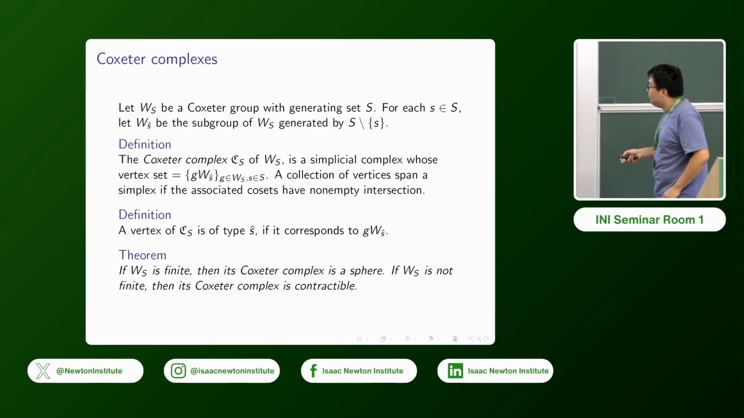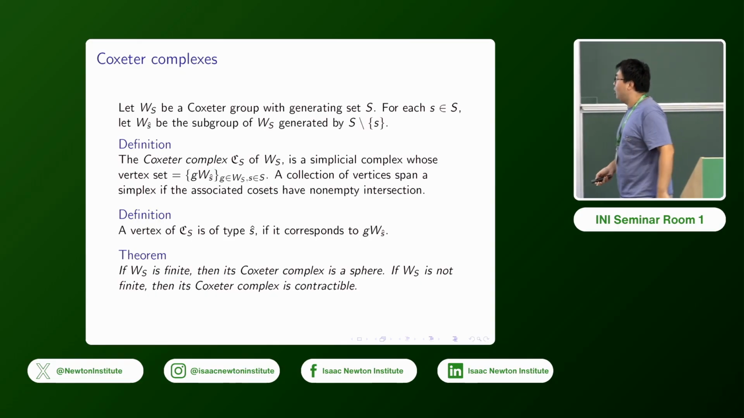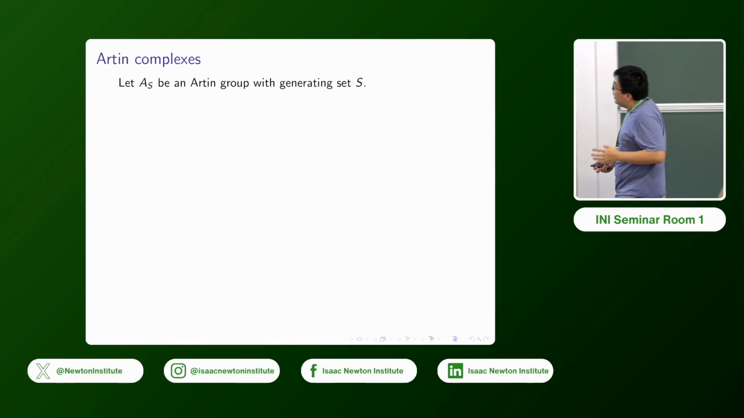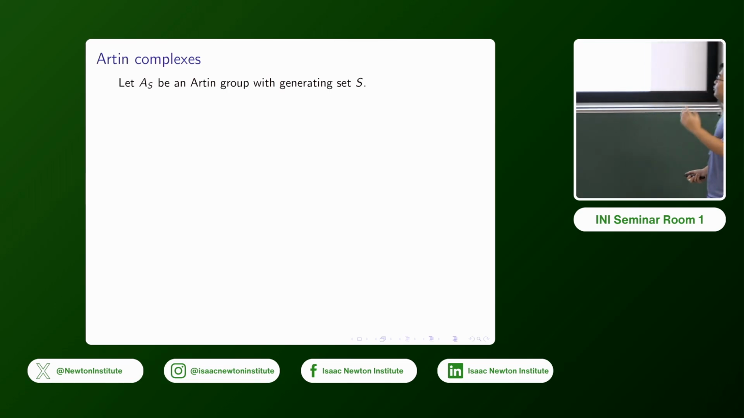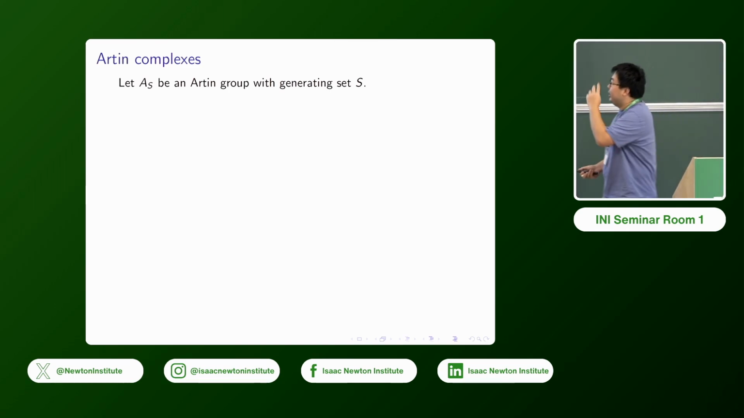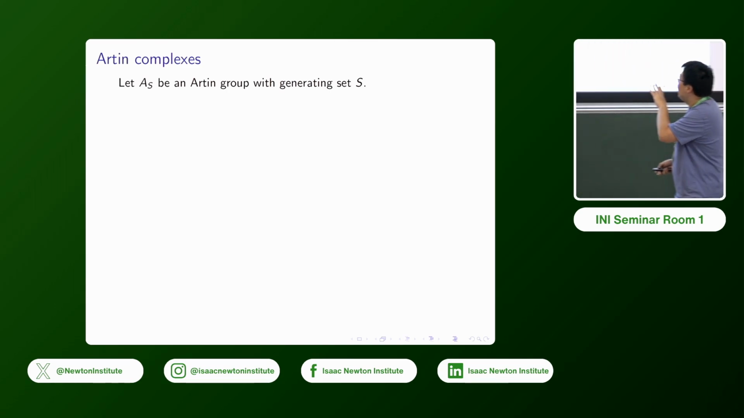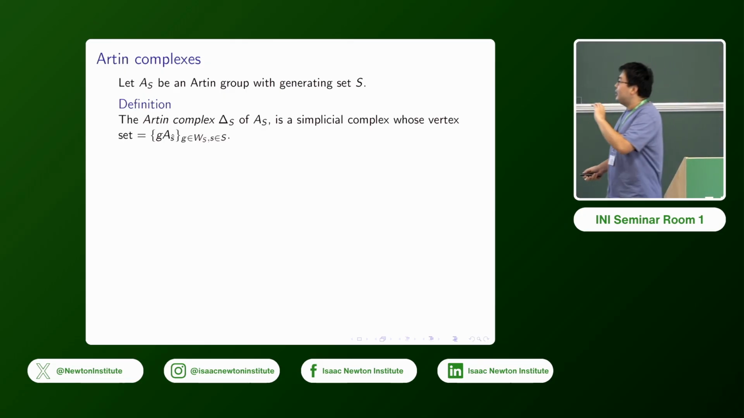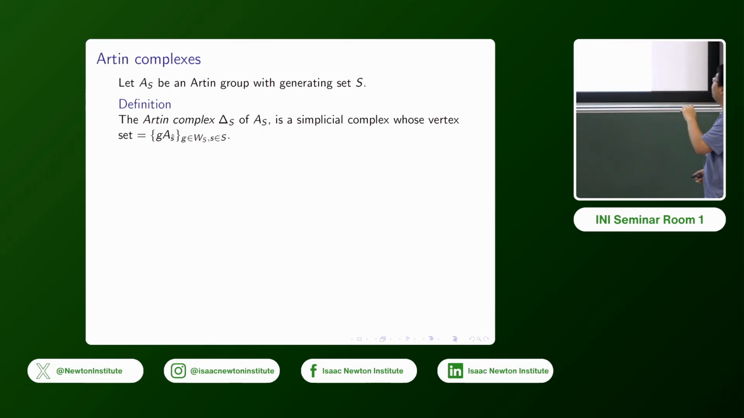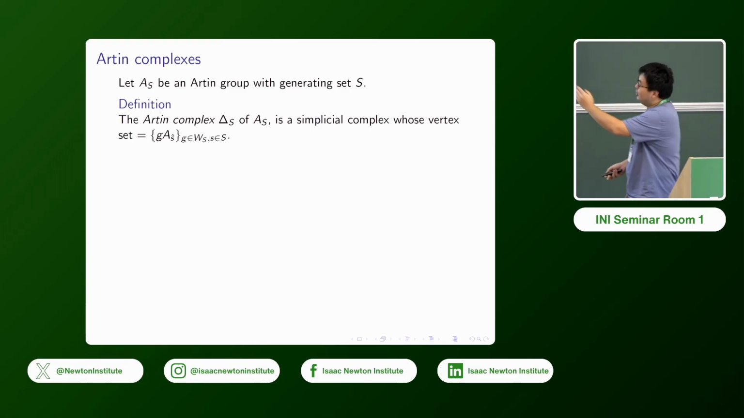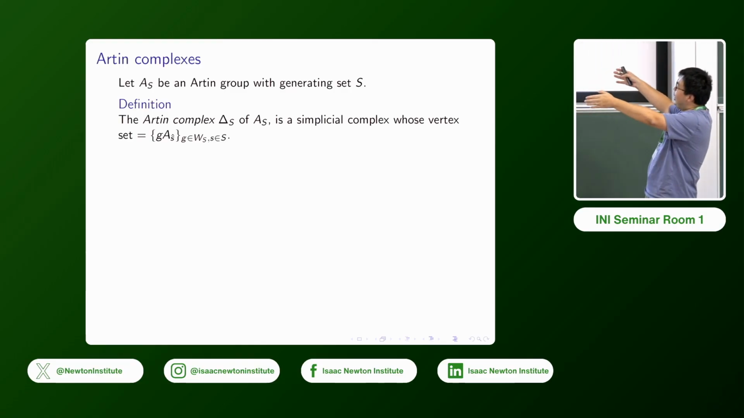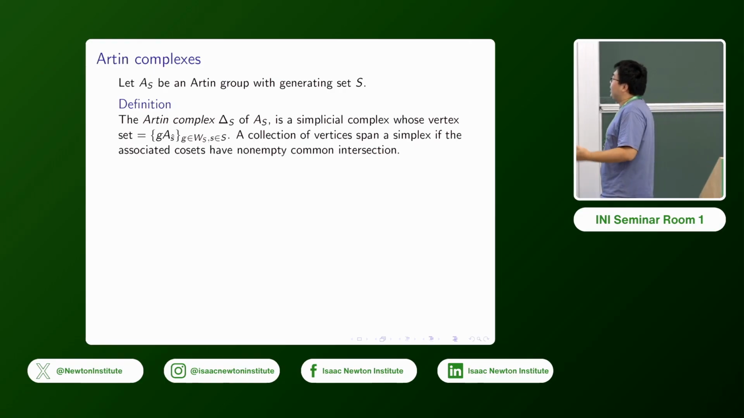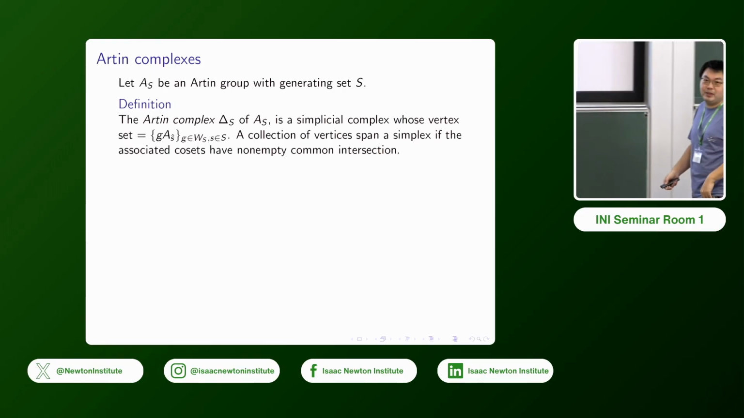If the Coxeter group is not finite, then we know that the Coxeter complex is always contractible. So now I'm going to define a completely analogous complex. Actually, this was first defined by Charney and Davis. Okay, so I'm going to just shift from Coxeter group to Artin group and do exactly the same thing. I define the Artin complex of an Artin group to be a simplicial complex whose vertices are all these left cosets with this S hat subgroup. And then a collection of vertices span a simplex if the associated cosets have non-empty common intersection.